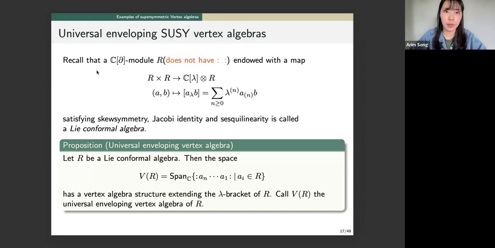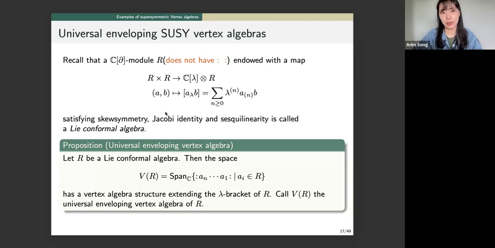In vertex algebra theory, we have the notion of a Lie conformal algebra, which is just an affine analog of a Lie algebra. So it's a C[partial]-module with a map, which we denote by just the lambda bracket as before. And this map satisfies skew-symmetry and the Jacobi identity as a Lie bracket does. And it also satisfies sesquilinearity, which states a compatibility between this lambda bracket and the partial.